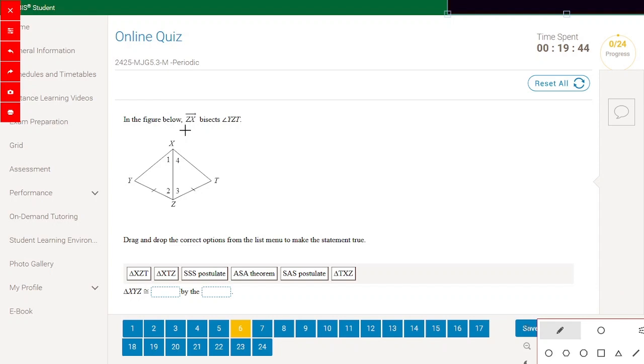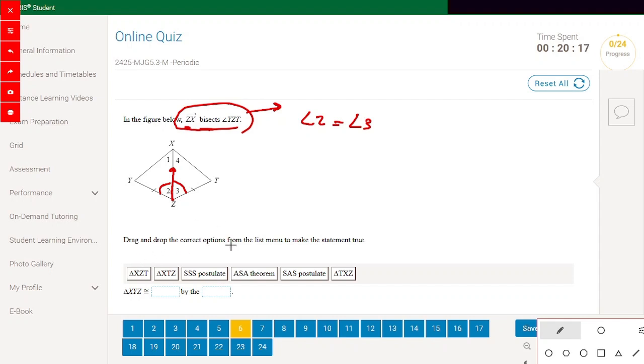In the figure below, ray ZX bisects angle YZT. What does it mean here? That means this angle 2 equals angle 3, because this ray bisects the angle YZT, so angle 2 is congruent to angle 3.